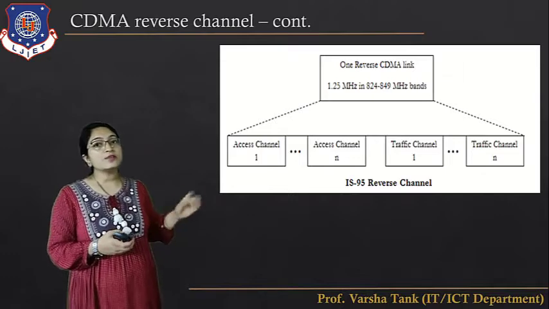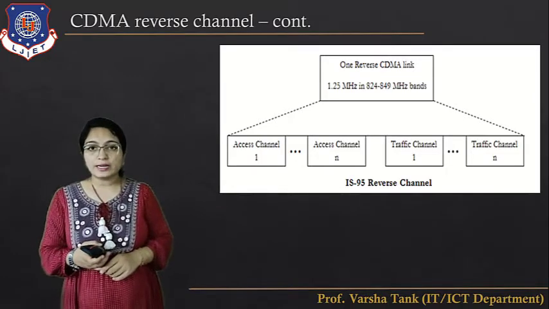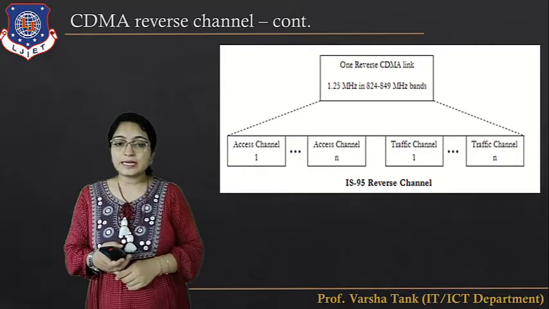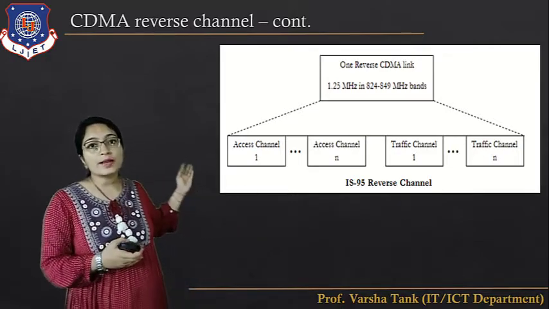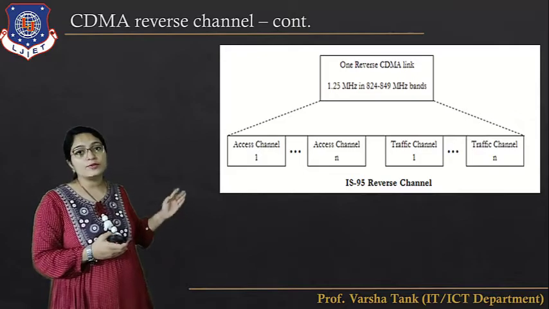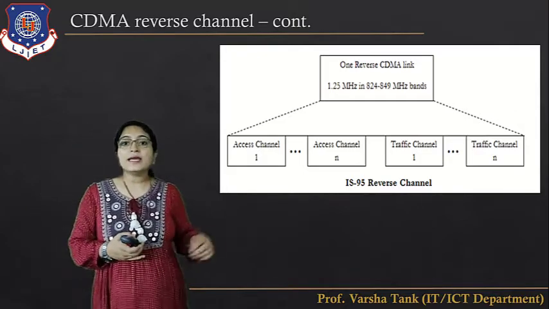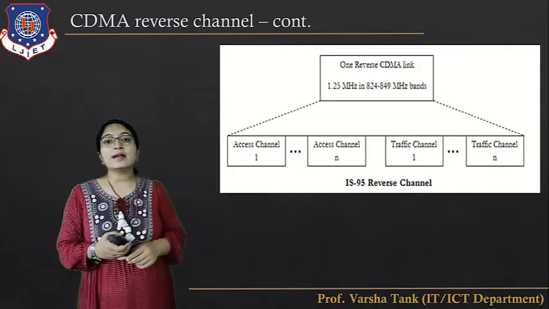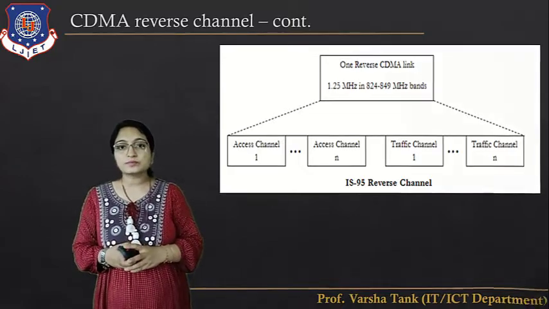Now here you can see the figure for the CDMA reverse channel. The reverse link here is a 1.25 megahertz channel in the 824 to 849 megahertz band. Here the access channel is there and the traffic channel is there. So it is the Interim Standard 95 CDMA reverse channel.